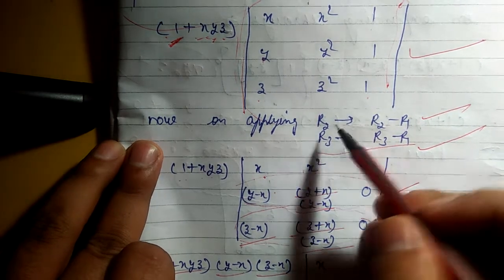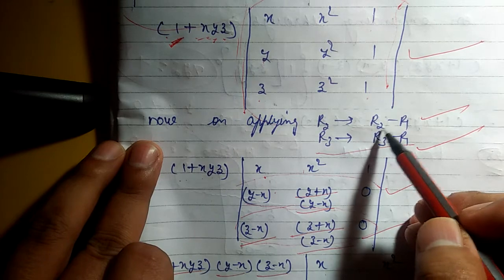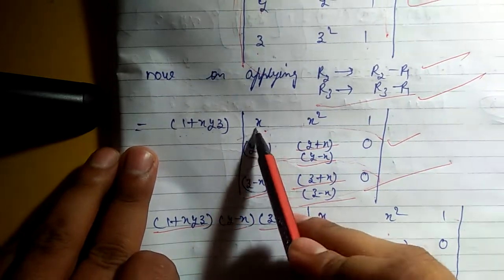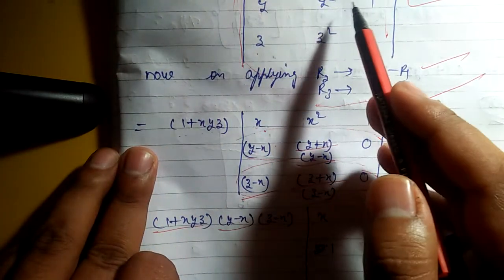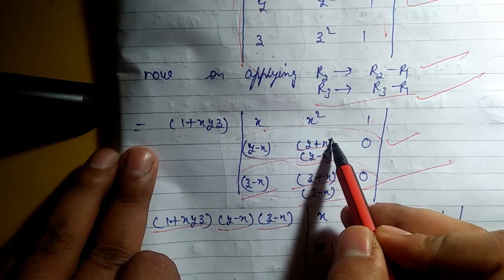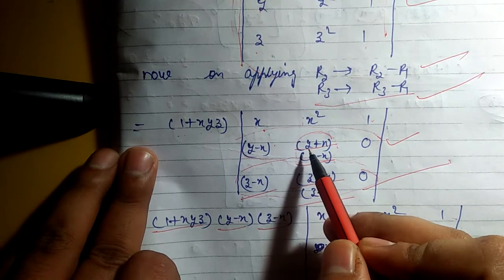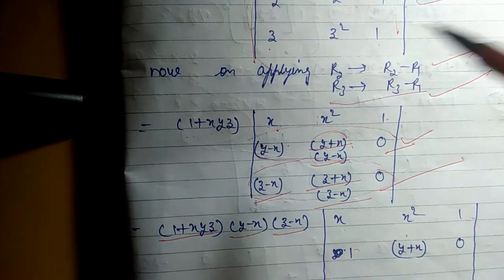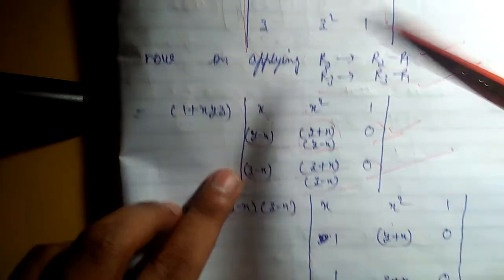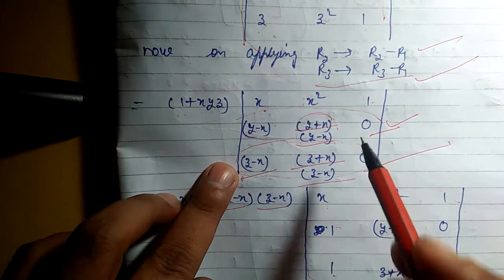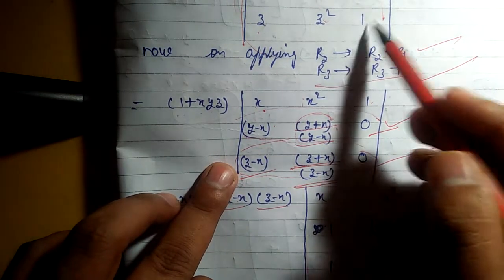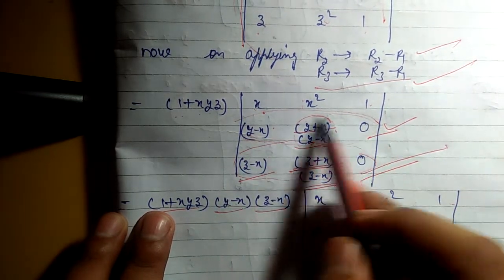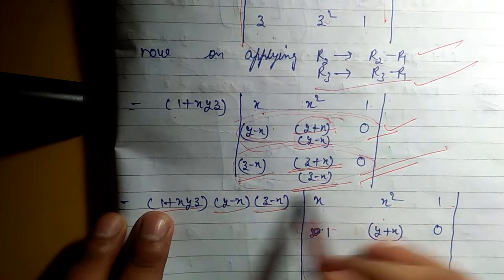Now you can see the 1 1 1 here, so it comes to mind that we should apply the property R2 changing to R2 minus R1 and R3 changing to R3 minus R1. After applying this, you will get x, x square, 1, and here you get y minus x and y square minus x square. Y square minus x square you can write after applying the formula as y plus x and y minus x, and here you get 0. Then here you get z minus x and z square minus x square, which is z plus x and z minus x, and here you get 0. Now you can see that y minus x is common in R2, and z minus x is common in row R3.